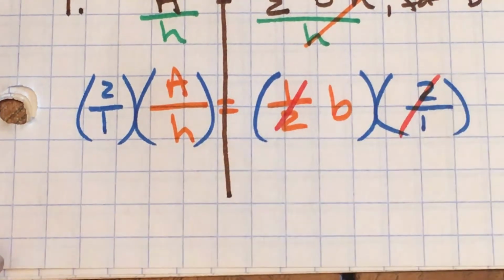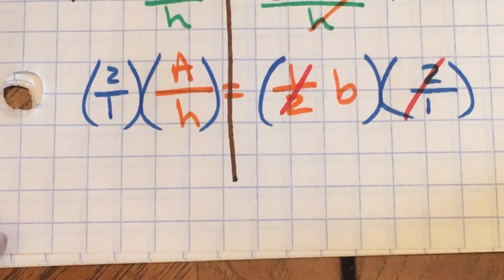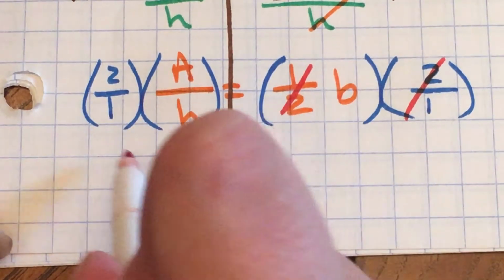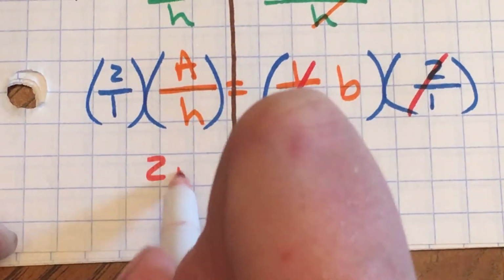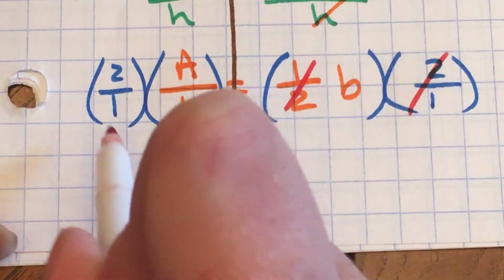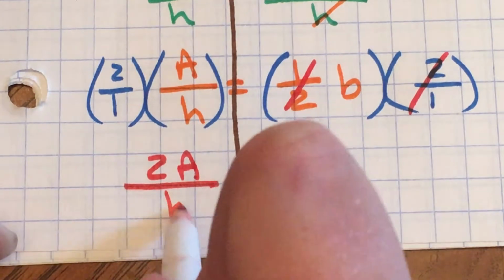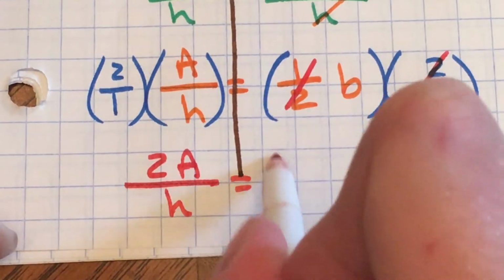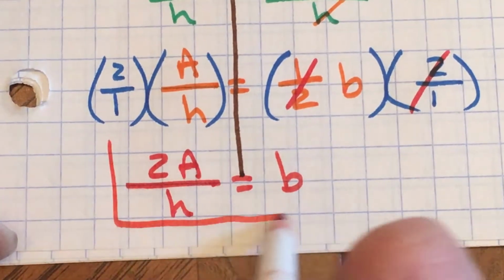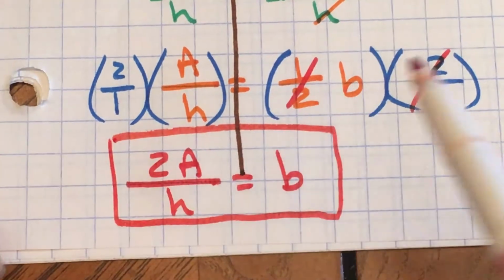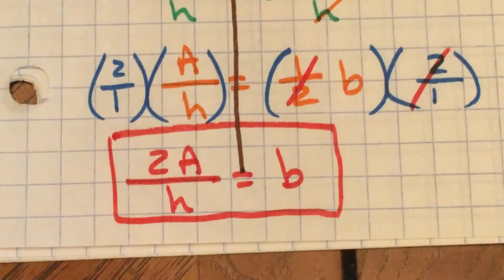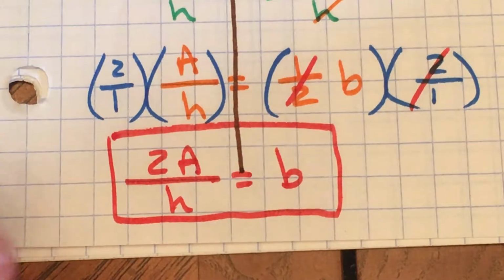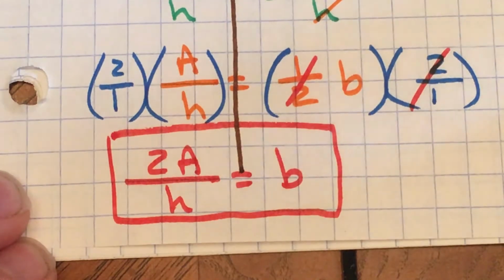So this 1/2 and this 2 over 1 canceled out. And you were left with, what did you have on the left side of the river? 2 times the area divided by 1 times the height equals your base. I hope you were able to do that entirely on your own. I bet you did a great job. All right, let's go do problem number 5 together.